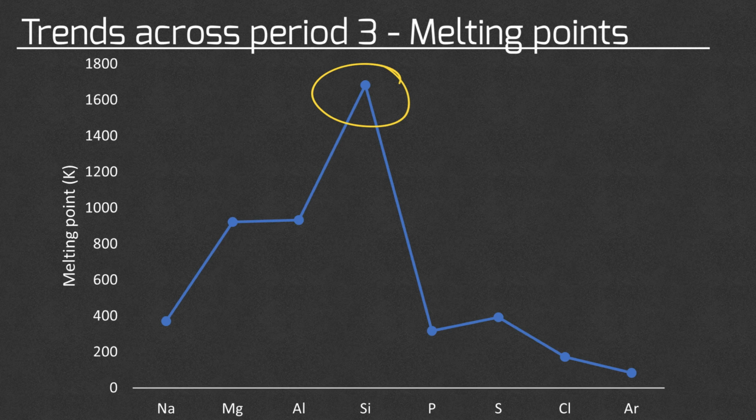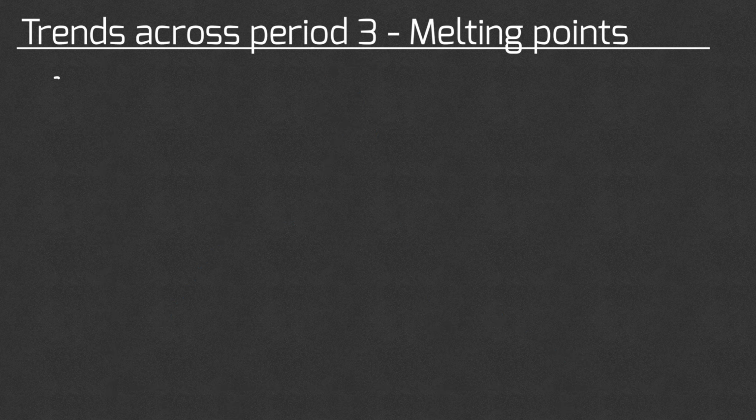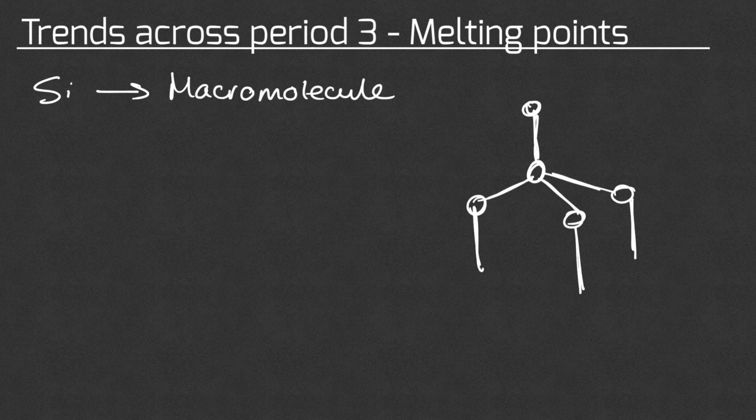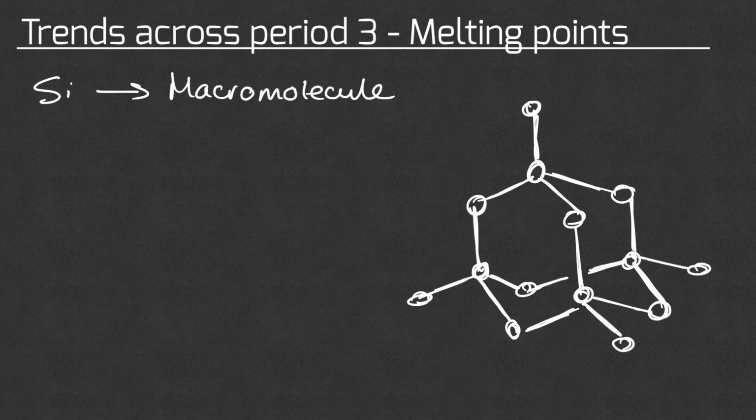Now we've looked at the trend in sodium, magnesium and aluminium, we're now going to look at the melting point of silicon. Silicon is a macromolecule. It has a structure very similar to that of diamond, which you'll have covered in GCSE chemistry. So it's essentially a giant covalent structure. So it's a massive network of interconnected atoms, each one having 4 covalent bonds.